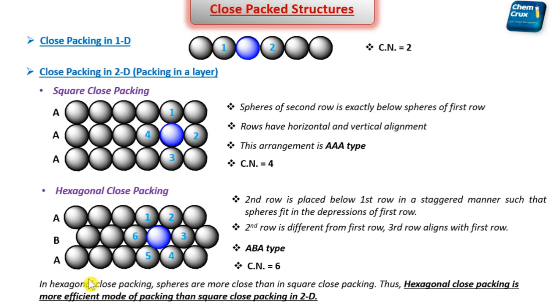So in hexagonal close packing, we can see that the spheres are much closer to each other than in square close packing, because if we see the empty spaces in hexagonal close packing, you can see that the empty spaces are very small, whereas in square close packing, the empty spaces are quite large. So here the spheres are closer to each other, right? Now closer the packing, greater will be the stability of the crystal. So we can say hexagonal close packing will be a more efficient mode of packing than square close packing in 2D, right?